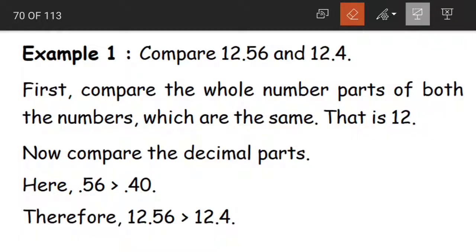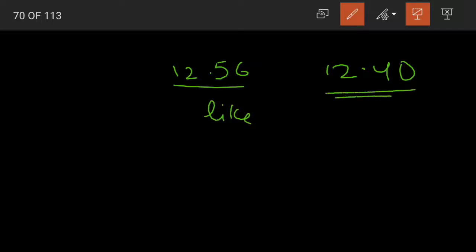Let me write again, 12.56 and 12.4. What did I do here to make the number of decimal places the same? I am writing a 0 to the right of the decimal part. Now these two are our like decimals, aren't they? They both have the same number of decimal places, so they are called like decimals. When we have like decimals, it is easy to compare, children. Understood?